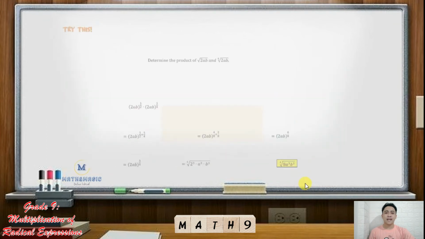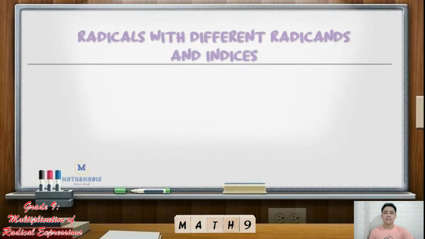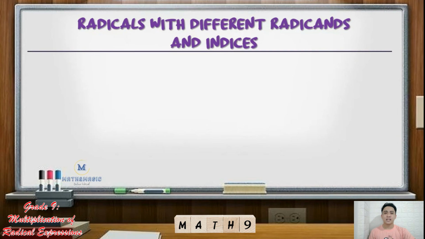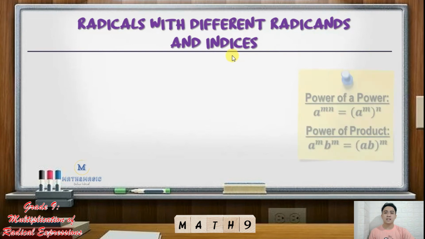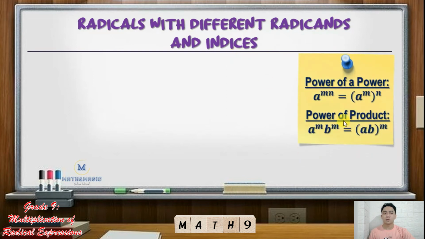Lastly, multiplying radical expressions with different indices and radicands. Here, the process is somewhat similar to the previous example. The only difference is that we don't apply the product of powers rule or adding the exponents of each term since those are different. What we will use here is the power of a power rule. To better understand this, here is an example.